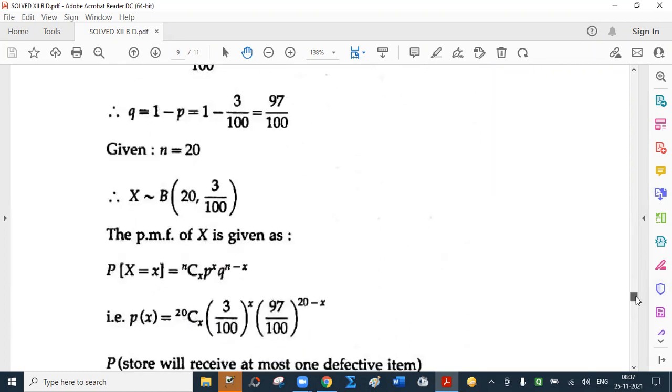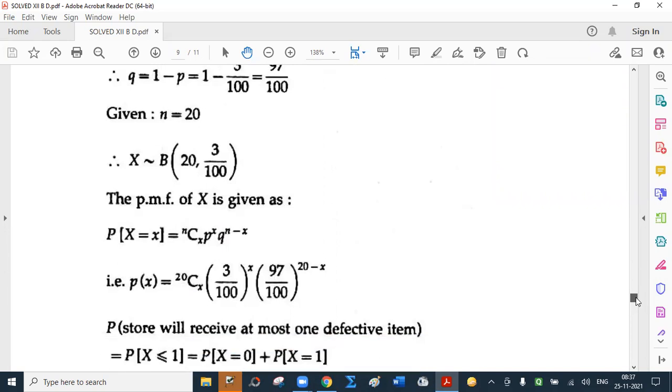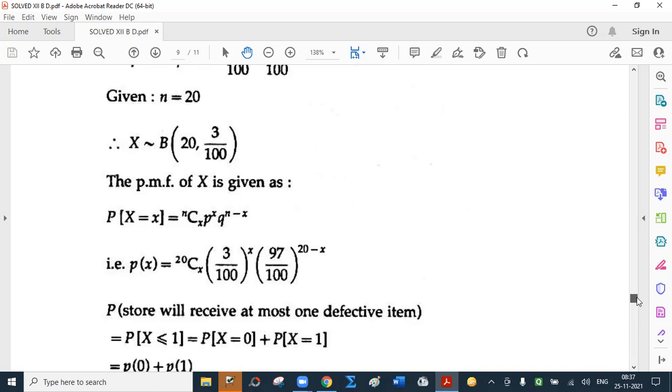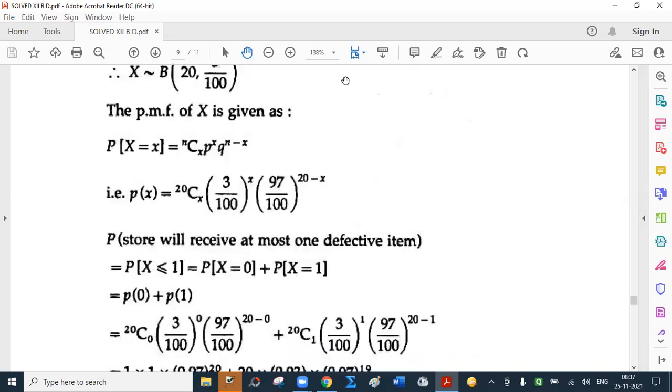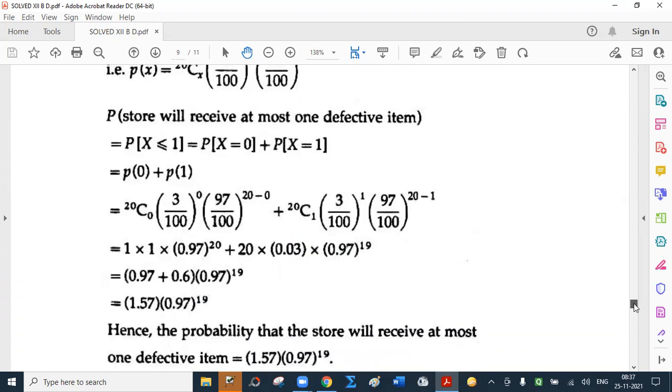Now the probability mass function of X. P of X equal to x is nCx p raised to x q raised to n minus x. So P of X equal to x is 20Cx (3 upon 100) raised to x (97 upon 100) raised to 20 minus x. So the probability that the store will receive at the most one defective item is P of X equal to 0 plus P of X equal to 1. You will notice that this part is important. Simplification.